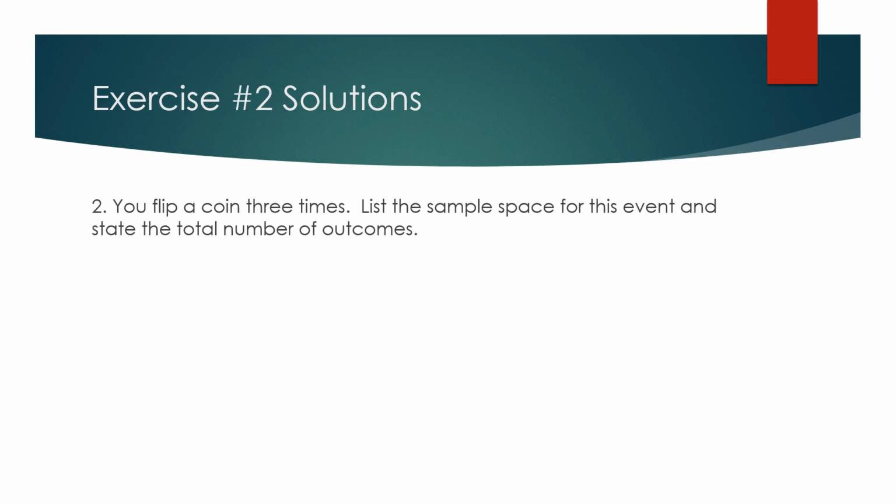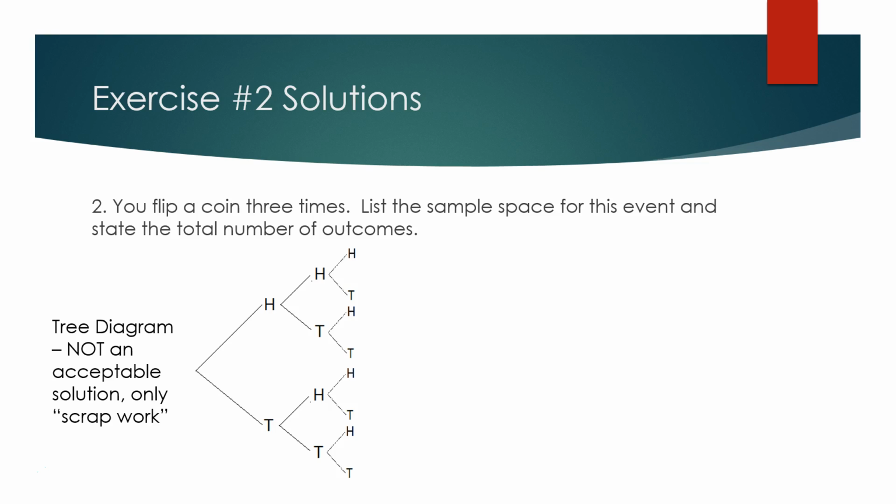So you flip a coin 3 times. List the sample space for this event, and then state the total number of outcomes. I'm going to go over a few things on this slide, and the first is a tree diagram. A tree diagram is just a method of organization and showing your work. This is not the sample space at all, but it's really handy because some of the events that you can look at can have a lot of things going on, and it's not always straightforward to figure out what each of your options are.